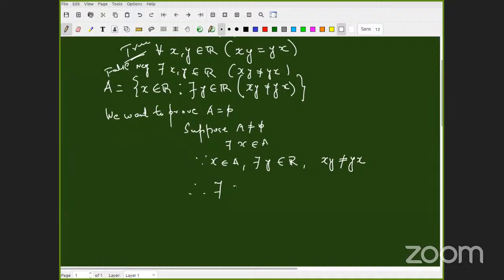Therefore, what have we now found out? There exists a pair of points X, Y in R with what property? XY not equal to YX. That's a contradiction. This is false. Therefore, A not equal to empty is a wrong statement. Therefore, A equal to empty is true. Okay. Please, all of you go through it. I'll give you 20 seconds. Quick. Go through the proof and then say yes if you have understood.